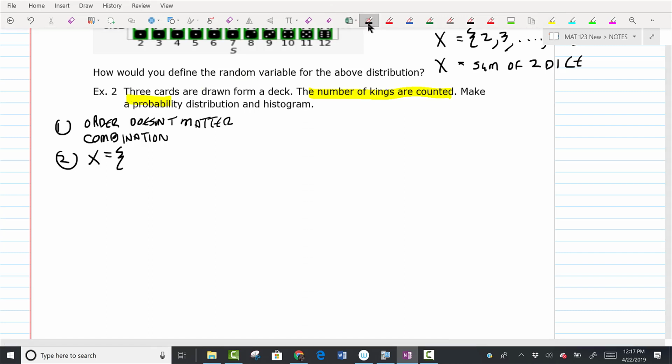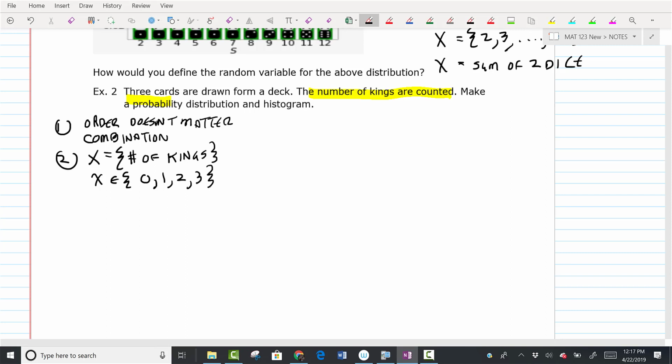Basically, X is going to be the number of kings, so you want to write that down. In this problem, since we're only drawing 3 cards, we would say X is an element of this set: you could get 0 kings, 1 king, 2 kings, or 3 kings. That's because we're doing 3 cards, so nothing else is possible, correct? You draw 3 cards and you're either going to get no kings, 1 king, 2, or 3. Everybody with me? That's the random variable, and it represents a number.